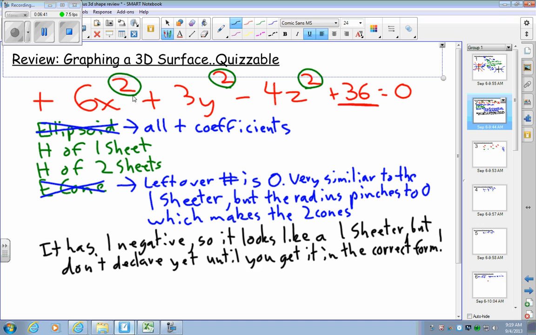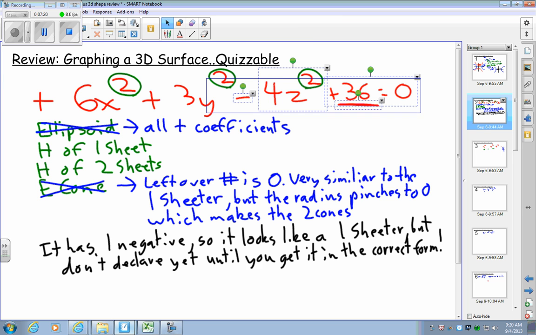Okay, so again, refreshing. All squares, so there's 4 types of surfaces it can be. They're definitely not all positive, or definitely not all negative. They're not the same sign, so it's not the ellipsoid. And the cone has that belt wrapped around at the origin to be 0, and we have that 36, so it can't be that. So it's going to be one of the hyperboloids. And your question is, is it the one sheet or the two sheet? But don't declare yet. Even though it looks like a one-sheeter, let's get it into the correct form first, and then we can see what it is.